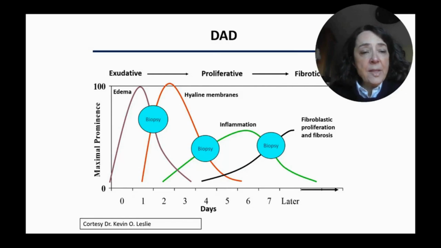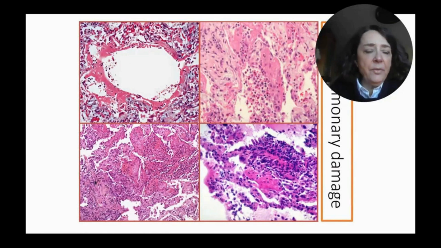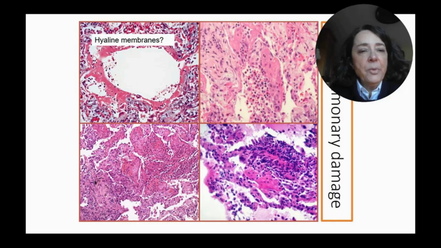So the first finding that you are going to see in acute lung injury is edema, very closely inflammation in the interstitium, then fibrin, and then organizing fibroblastic proliferation. Here we have different pictures, and in all of them you have fibrin. That means you have an acute lung injury. In the first one, you have hyaline membranes, so you have a diffuse lung injury.